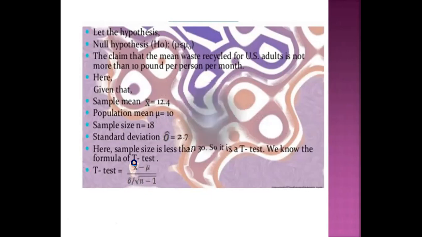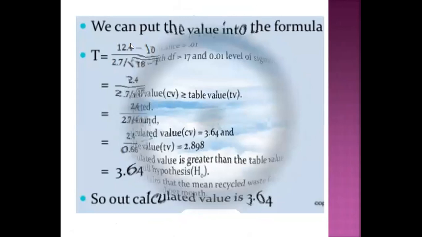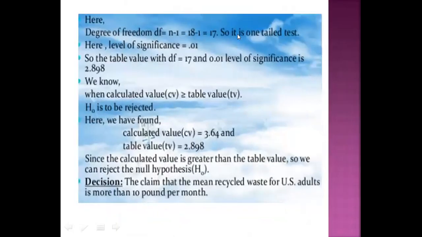Therefore, according to the one sample t-test formula, applying the sample mean and population mean, the calculated value is 3.64 through this formula. The degree of freedom is calculated as 17, and it is a one tail test. The level of significance is 0.05. So the table value with 17 degrees of freedom and this level of significance is 2.898 from the table.